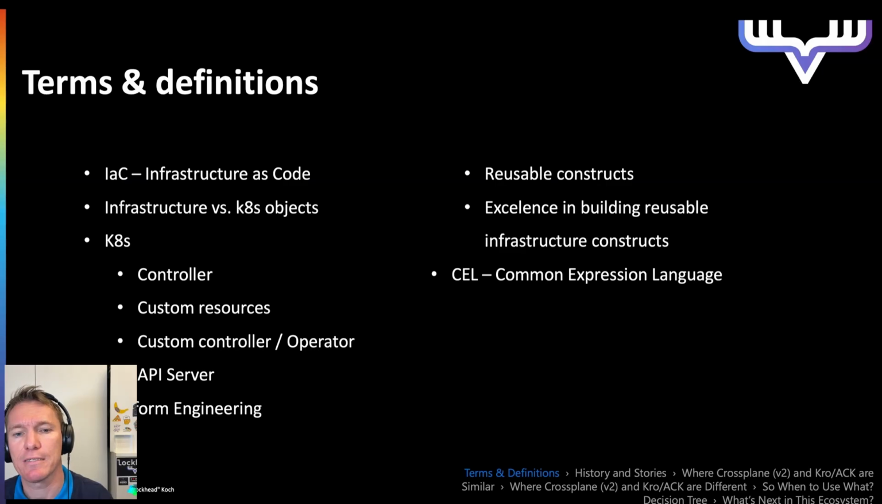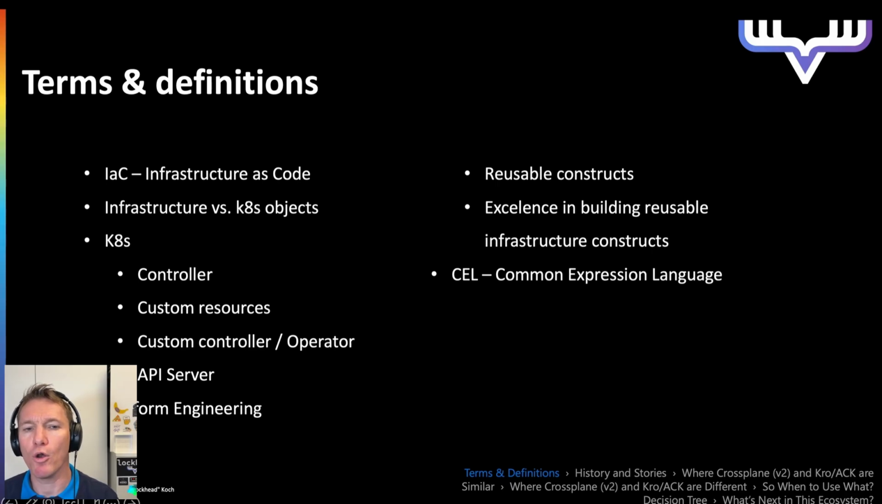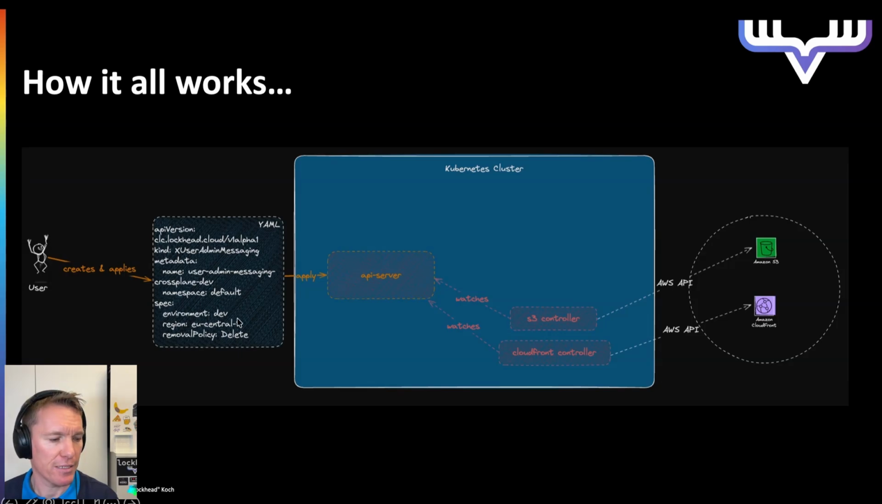Then last but not least, Common Expression Language. This is an open source project created by Google. It extends YAML by some functionalities, and KRO makes use of that. So I wanted to cover that as well. So let's look at how that all works, right? How are things working together?